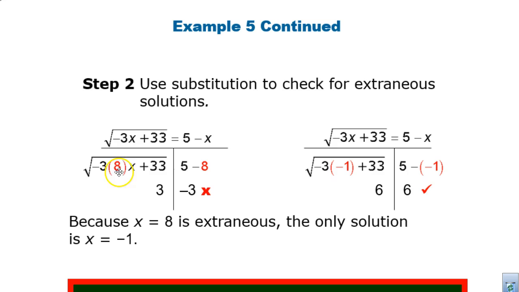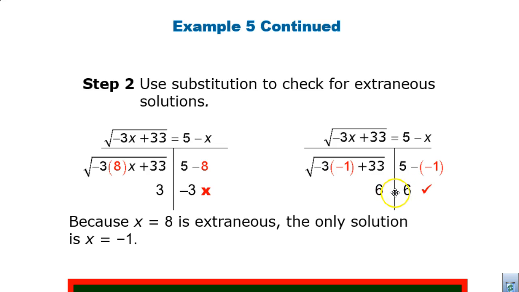So we're going to plug 8 into the equation and do all of the math on both sides of the equal sign. We get 3 equals negative 3. Well, that's impossible. That's not true. Doesn't work. When we plug in negative 1 on both sides, we do the math. We end up with 6 equals 6. Well, that does work. Yay.